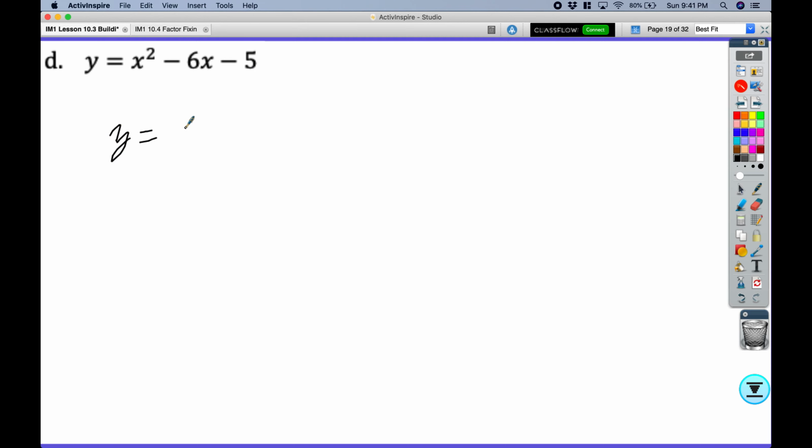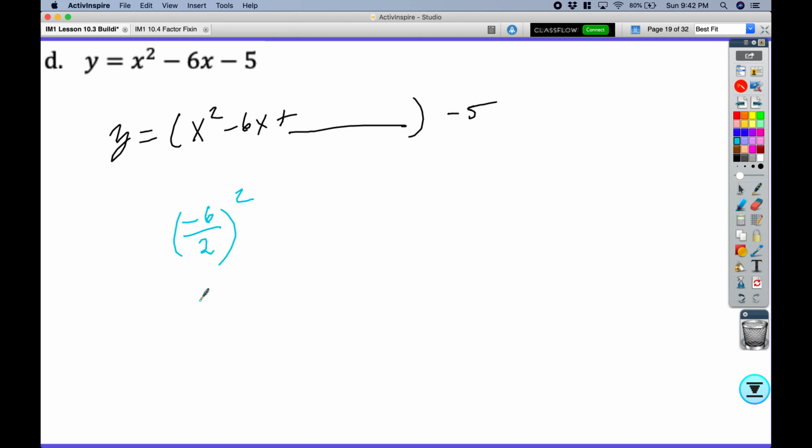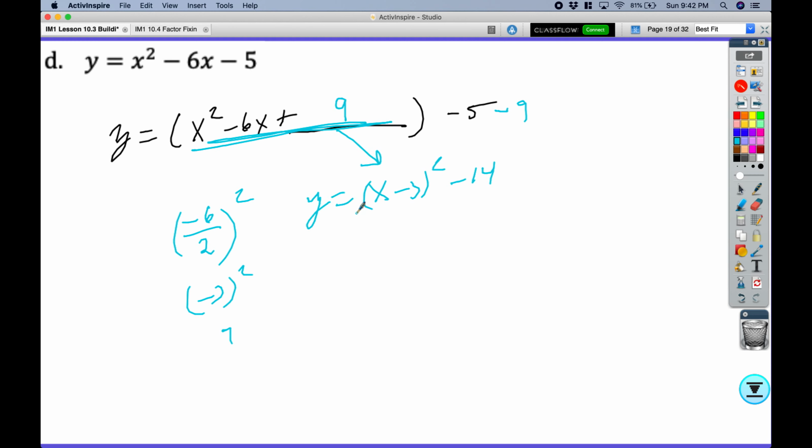I have y equals parentheses x squared minus 6x plus my new c value, and then I have my minus 5 here. So what I need to do is figure out what my new c value is so I can make what's in parentheses a perfect square. And we do that by taking your b value, dividing it by 2, and taking it to the second power. So negative 3 to the second power is positive 9. So I'm going to add 9 here. Now since I added 9 here, we need to subtract 9 here. So this would give me x minus 3 to the second power, so I just factored all this into here, minus 14. And this is now vertex form.